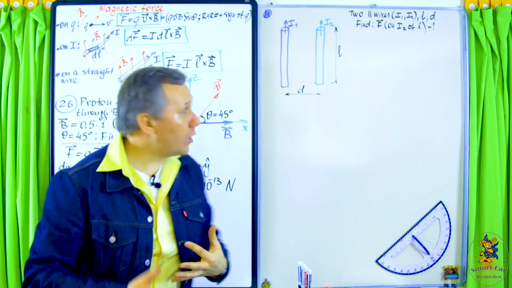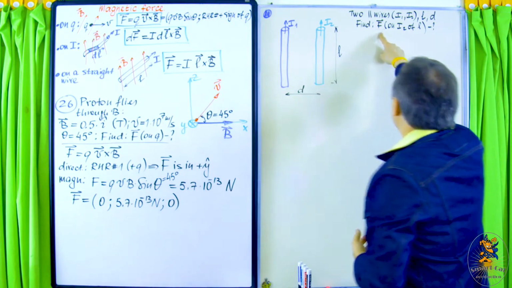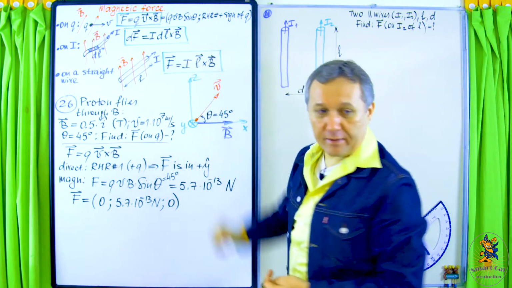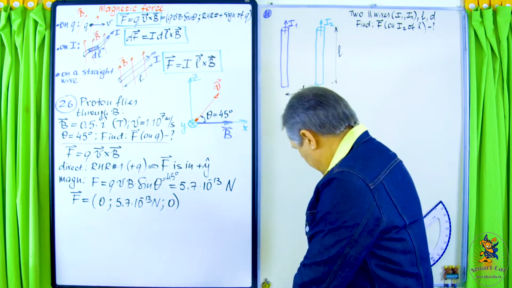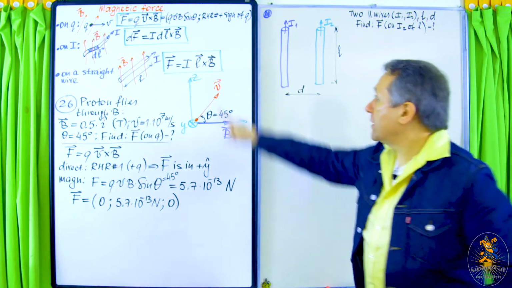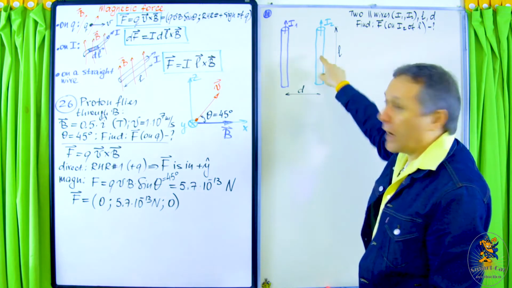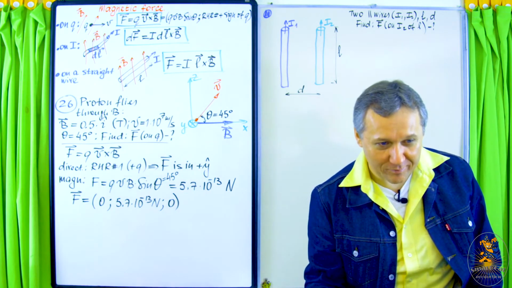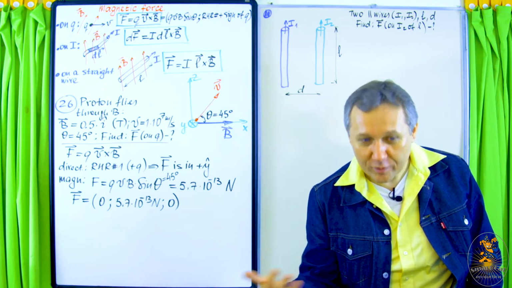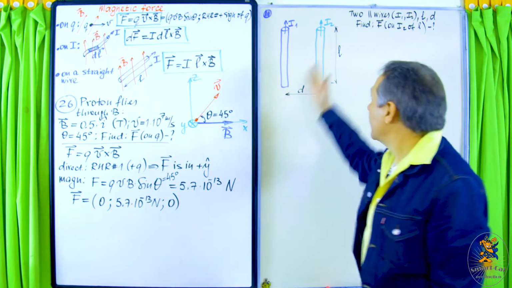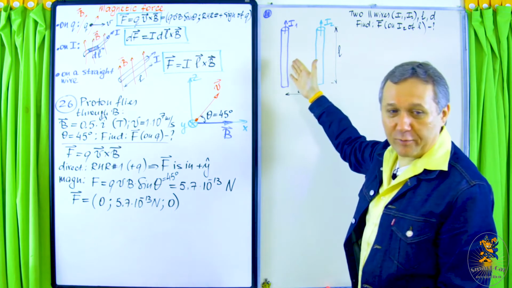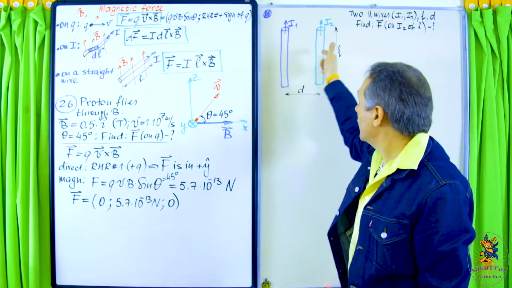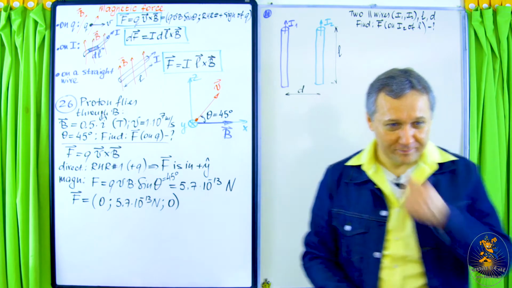If the question was opposite, find the force on I1, then I1 would be the IL object, and the magnetic field would be created by I2. Of course, in both cases the magnitude of the force will be the same, because of Newton's third law. If this object exerts a force of, say, 5 newtons, then this object will exert the same 5 newtons on this one.